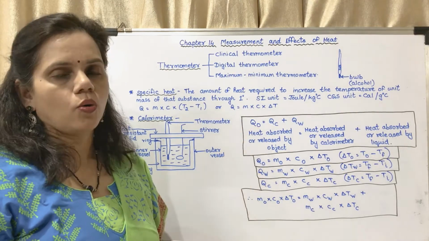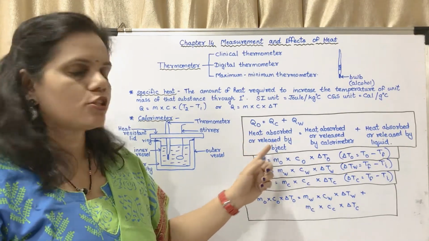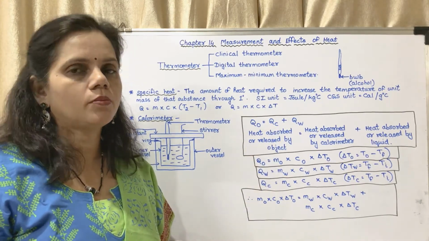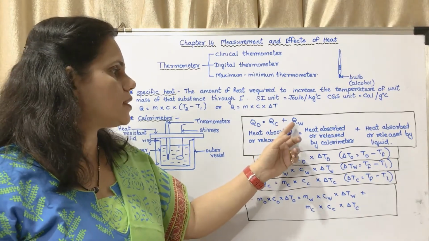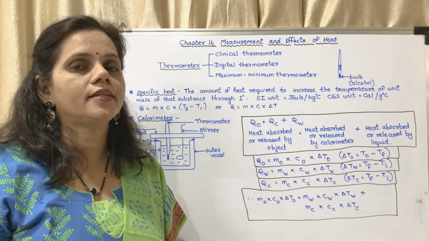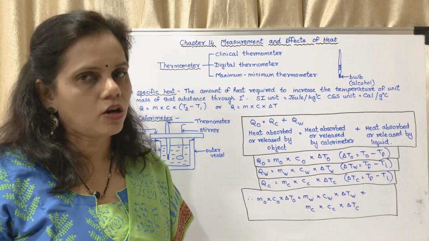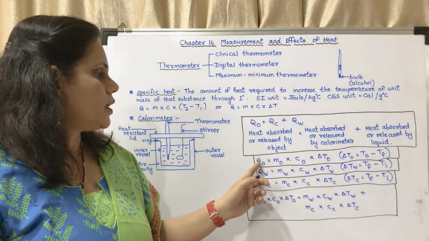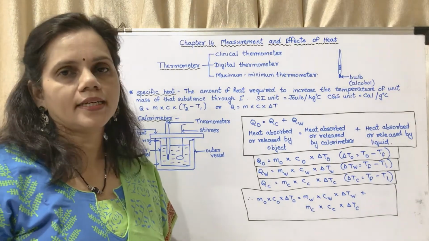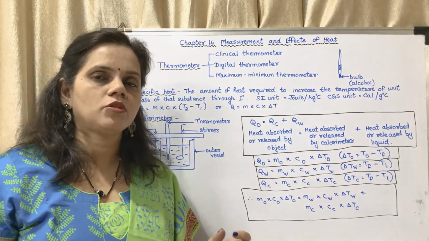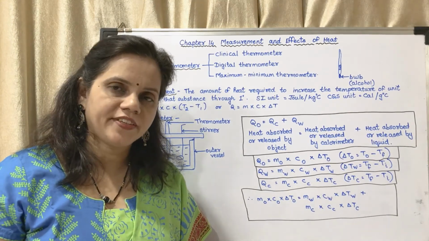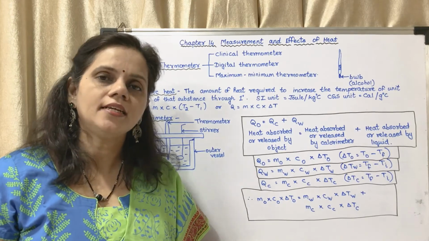So Q of O, that is heat absorbed or released by the object, is equal to Q of C, that is heat absorbed or released by the calorimeter, plus Q of W, that is heat absorbed or released by water. Here they have given it as water, it could be another liquid also. So the equation is Q is equal to mcΔT, where Q stands for heat absorbed or released, m is the mass, c is specific heat, and ΔT is change in temperature.